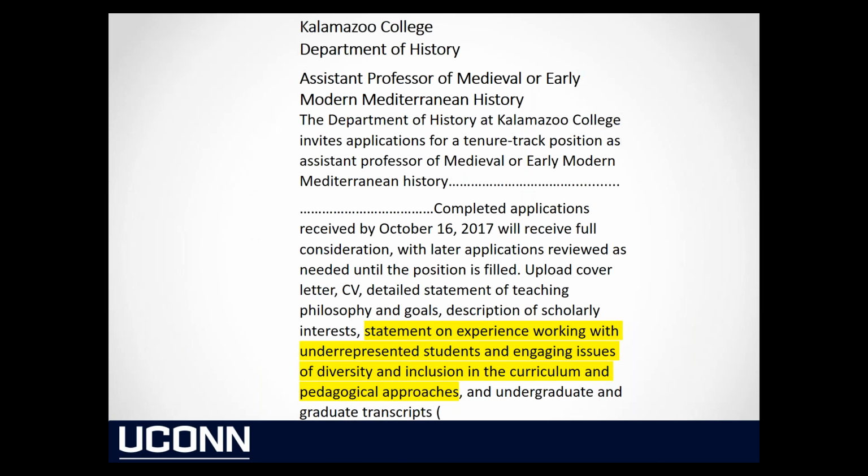And here's Kalamazoo College. They're asking for a statement on experience working with underrepresented students and engaging issues of diversity and inclusion in the curriculum and pedagogical approaches. So they're asking for something very specific as well.